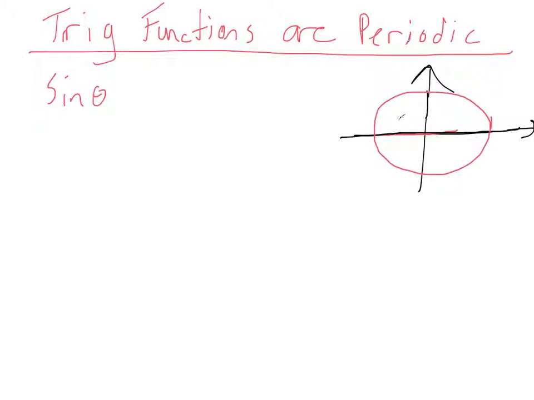Good enough. All right, so sine theta. How often does it repeat? Well, let's think about what's happening to it. Sine theta is equal to y, right? So how often does the y coordinate repeat as you go around the circle? Right, you start at 0, you go up to 1, you go down to 0, and then down to -1, and then back up to 0 again, and then you repeat that whole process again.